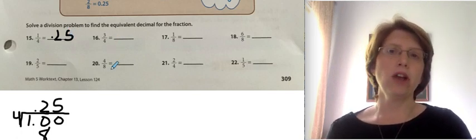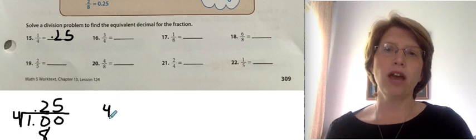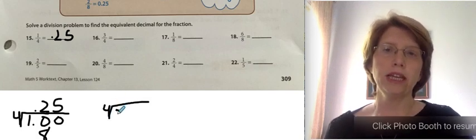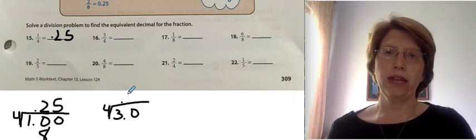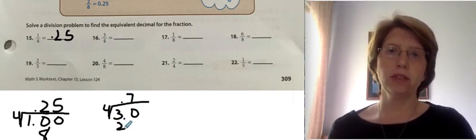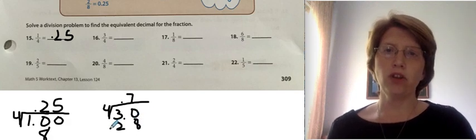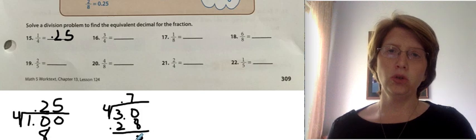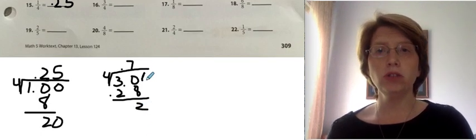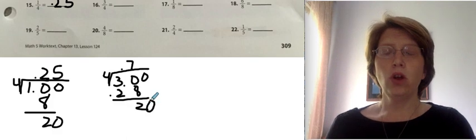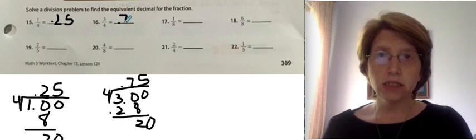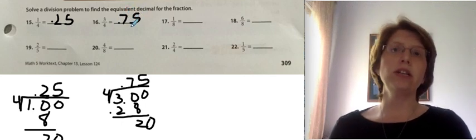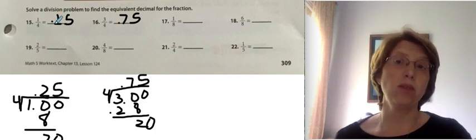Okay, same thing here. I'm going to take 4 and divide it into 3. I can't do that, so I'm going to add a decimal and a 0. And then I'm going to see that that goes in 7 times. I'm going to have a leftover of 2, so I'm going to have to keep adding zeros. I'm going to add another 0. 4 goes into 20 5 times. So 3/4 is 75 hundredths. Okay? And I could have figured that out based on this one.